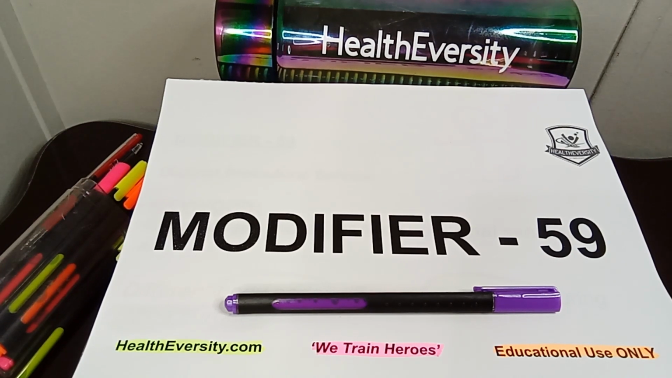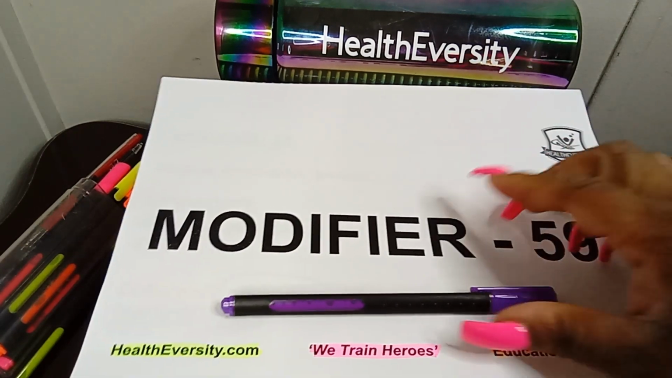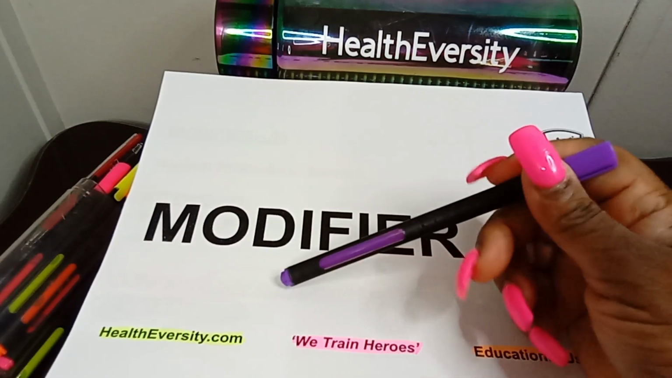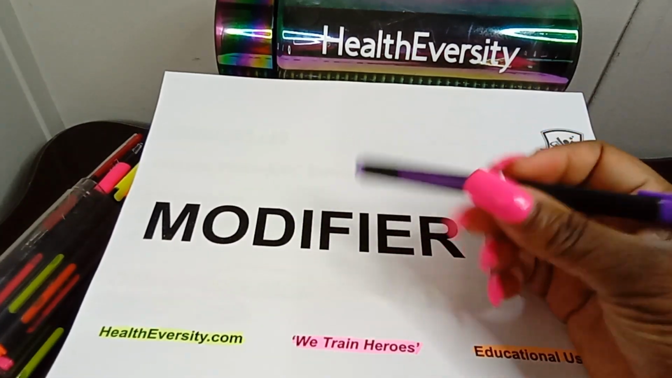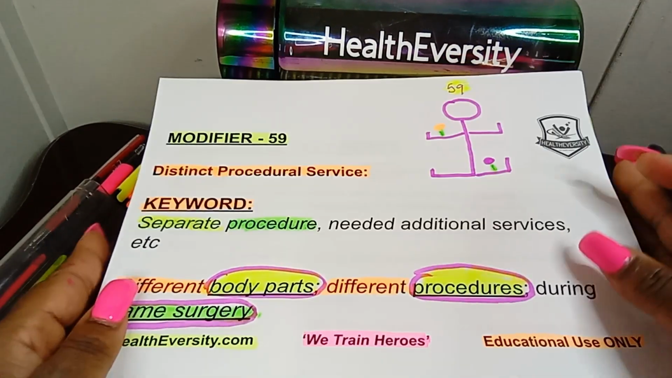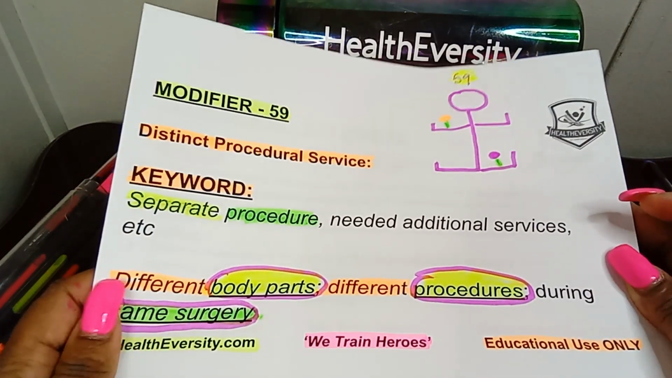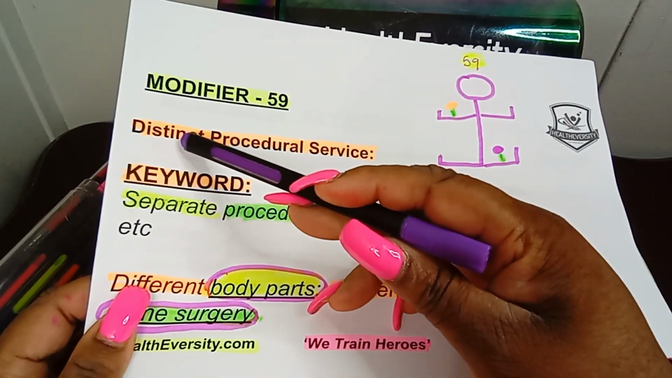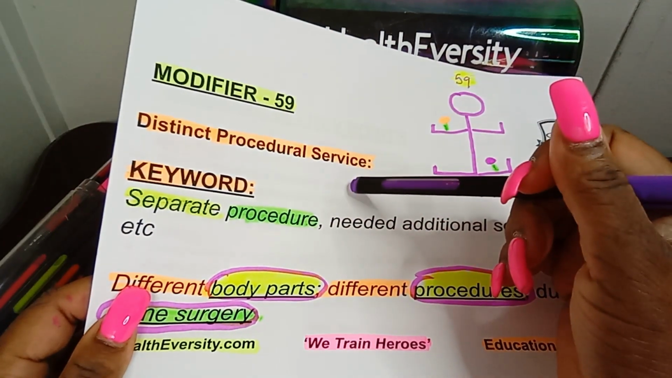And welcome to our series of CPT modifiers. And today we will be focusing on modifier 59. Always remember to have a pen, pencil, or highlighter. And this is my highlighter that I'll be using to make notes, correct mistakes, and all that good stuff. So let's begin with modifier 59. And modifier 59 is distinct procedural service.